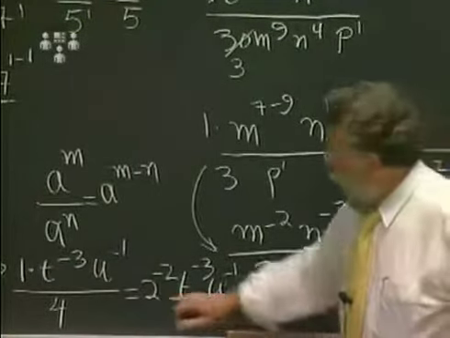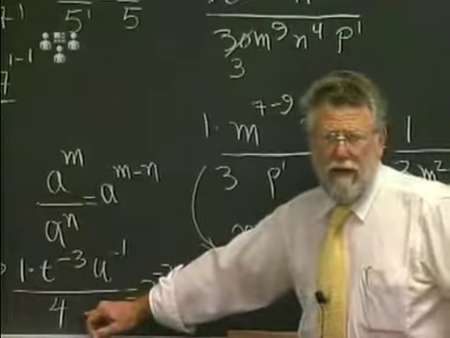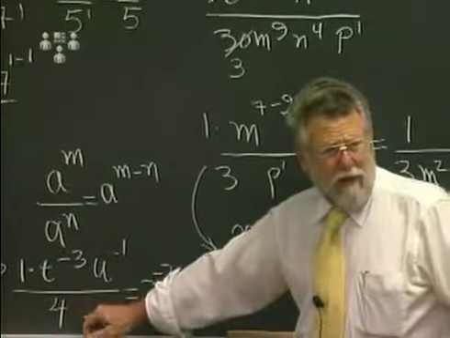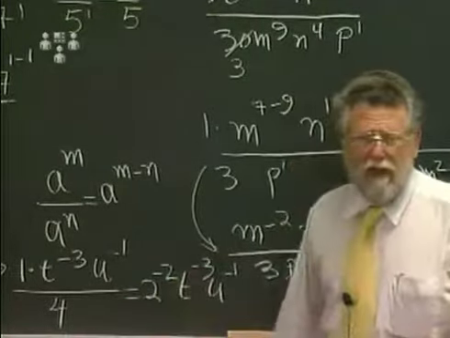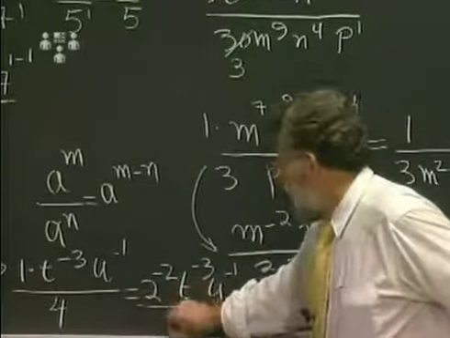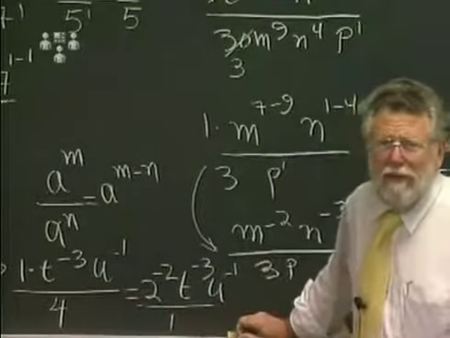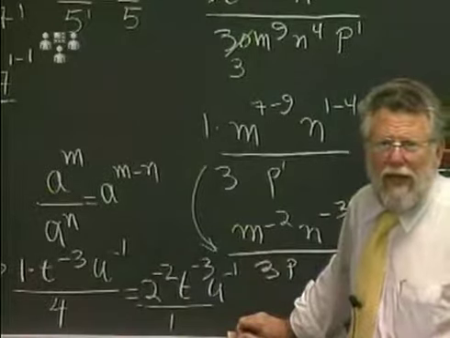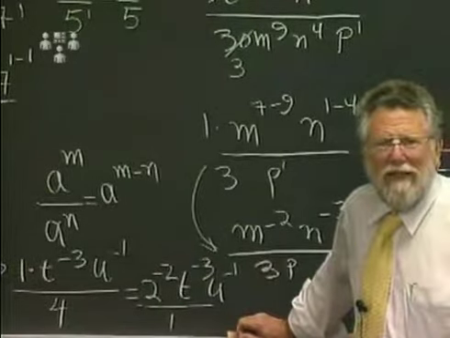There's a 4 down here, which is really 2 squared. Since it's in the denominator as 2 squared, I could have written it as 2 to the minus 2 on the top. It's just an option. Why would I want to do that? I wanted everything on top.